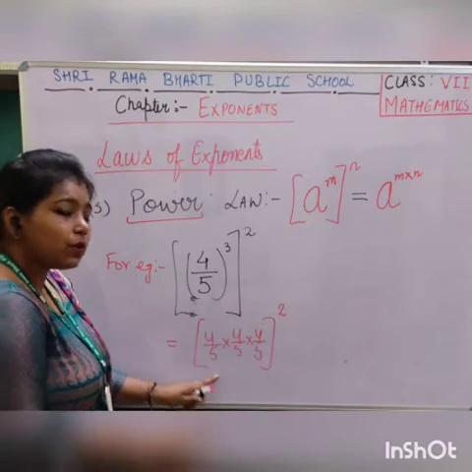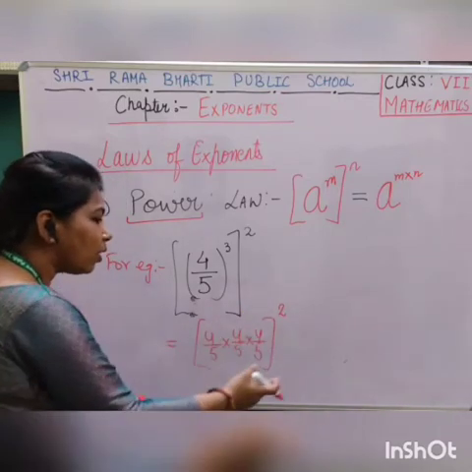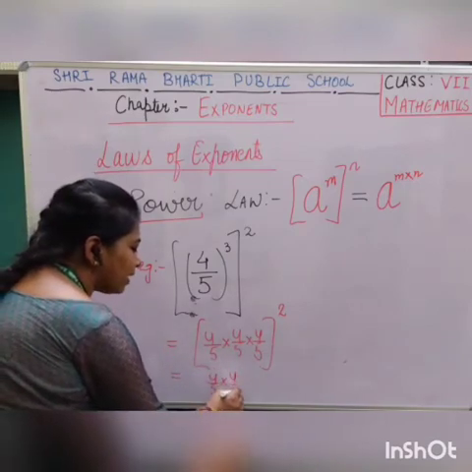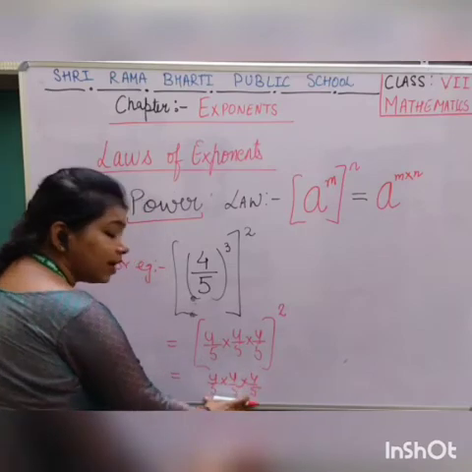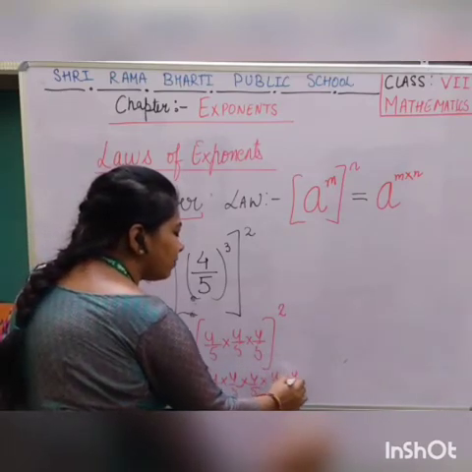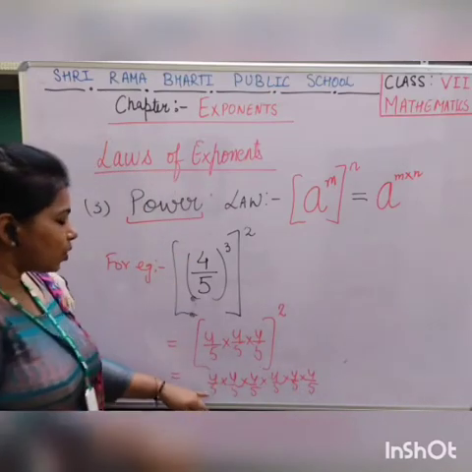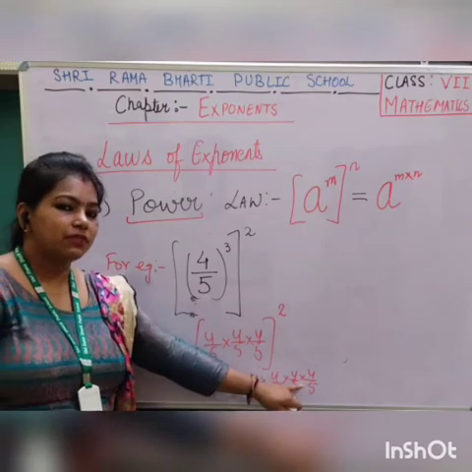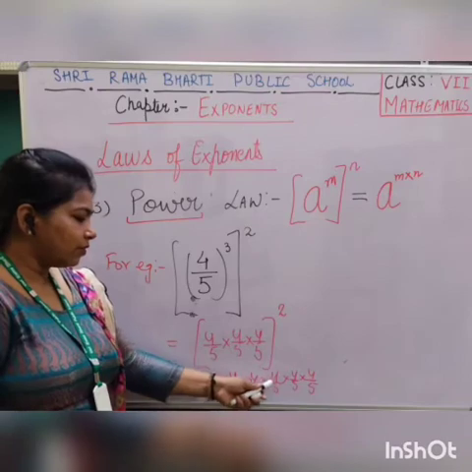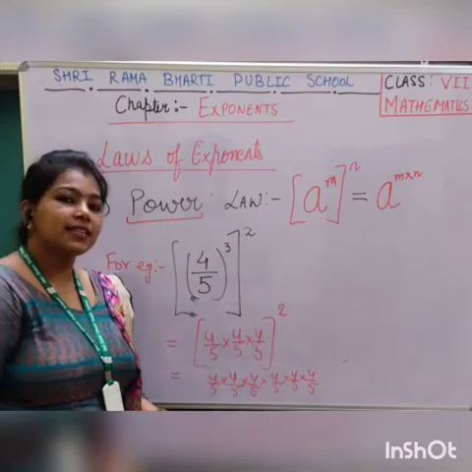So what will we do? We will repeat the same thing 2 times. So we will write it 4 by 5 multiply 4 by 5 multiply 4 by 5. It is one time. Now the second time, 4 by 5 multiply 4 by 5 multiply 4 by 5. Now this is the second time. So how many times have we written 4 by 5? Count it: 1, 2, 3, 4, 5, 6. Yes, we have written it 6 times.